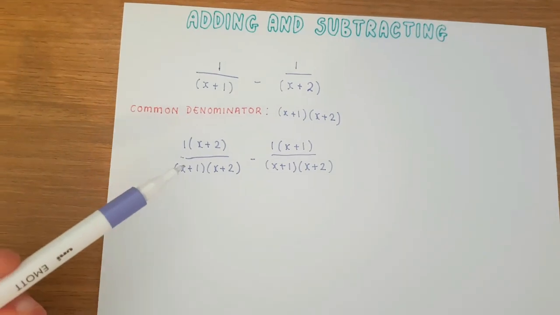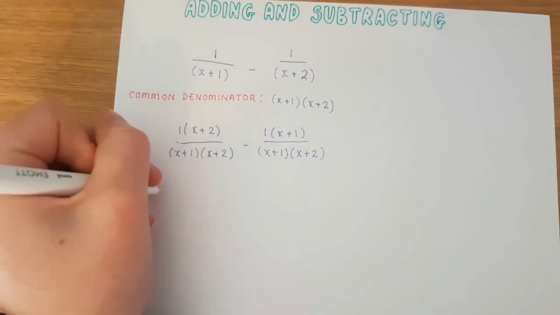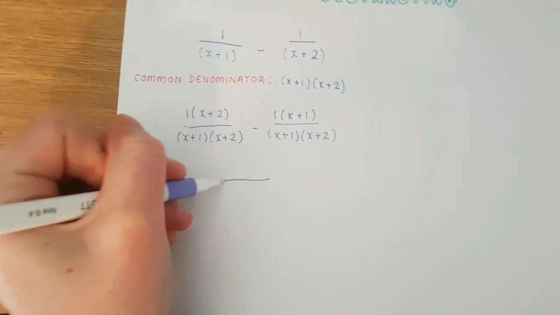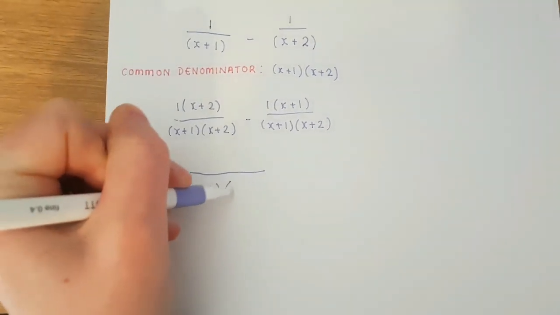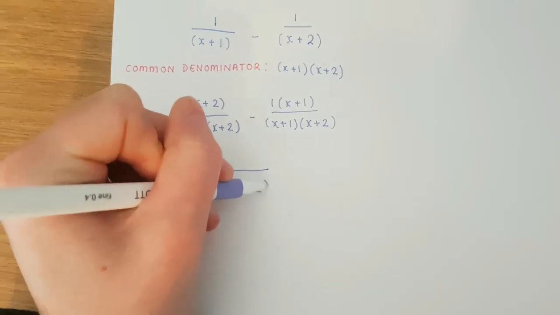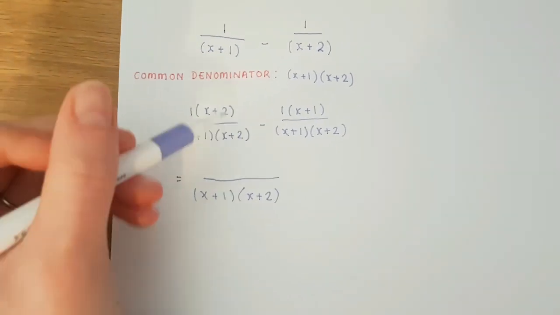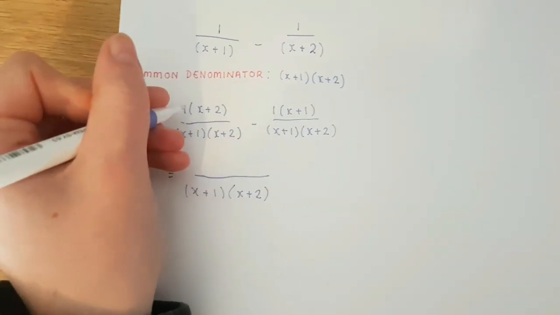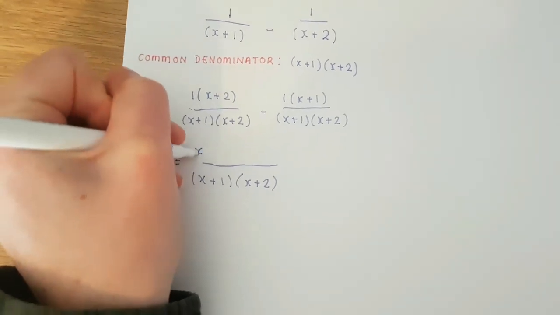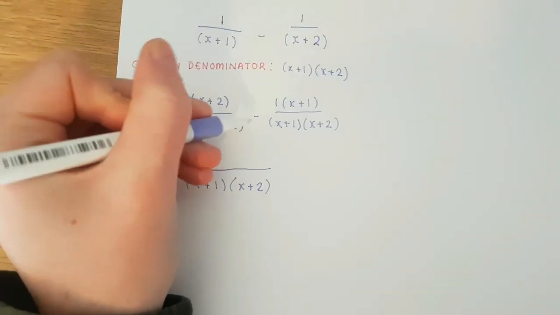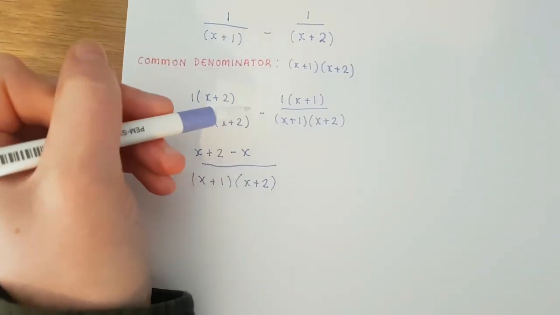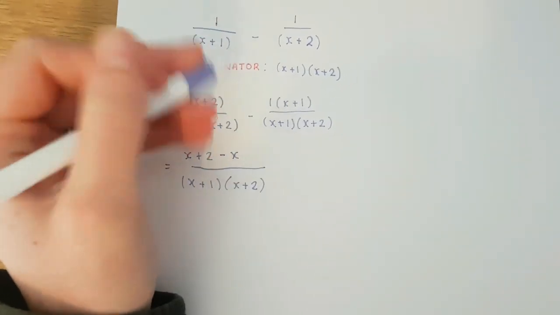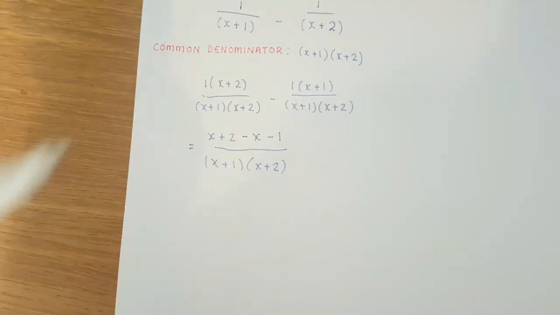When we add or subtract fractions, the denominator stays the same. So I'm just going to write my denominator as x plus 1, x plus 2. My numerator gets added or subtracted depending on the operation. So I have 1 times x plus 2, which is obviously x plus 2, and I'm taking away 1 times x plus 1, so I'm minusing x, and remember to keep an eye on the signs, because we're taking away x plus 1, it's actually x minus 1.